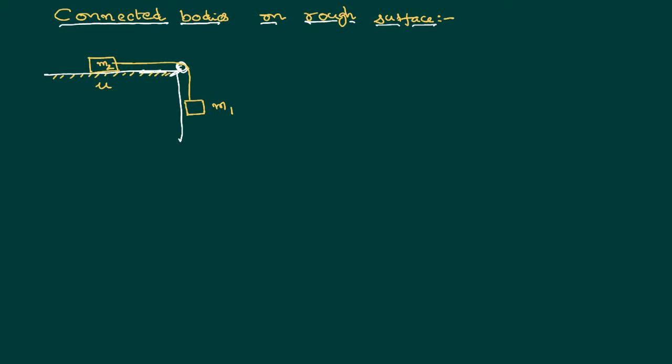Let us consider two bodies of masses m1 and m2 connected over a pulley with the help of a string as shown. m1 is freely suspended in the air and m2 is on a rough inclined plane. Let us identify the forces acting on each of the bodies.